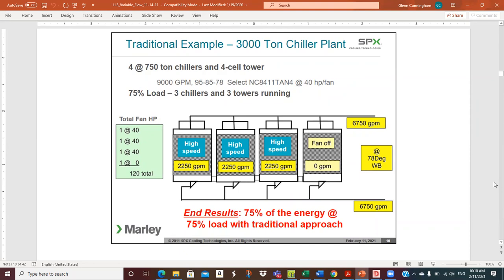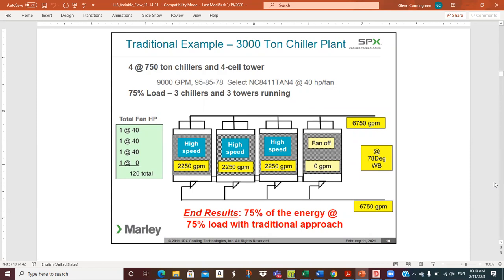And then they've got some examples here, and this is good for us. It's in terms of a big chill water plant. So the plant has 4 750-ton chillers and a 4-cell tower, or you can think of it as 4 individual cooling towers, but it's probably 1 tower with 4 cells. But each cell is like a little independent cooling tower.